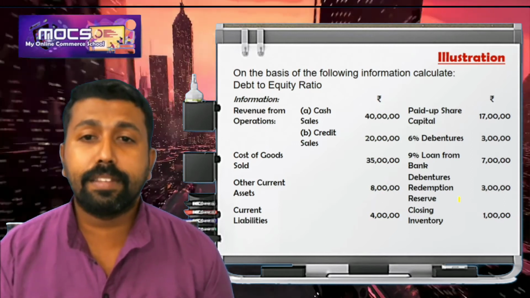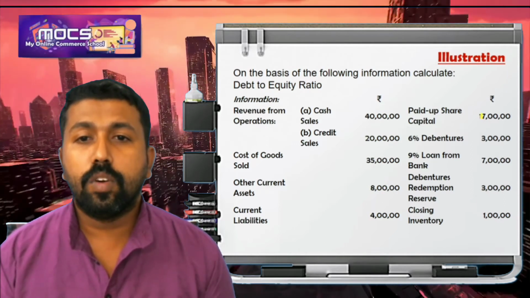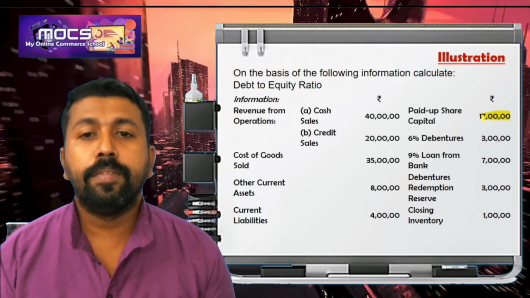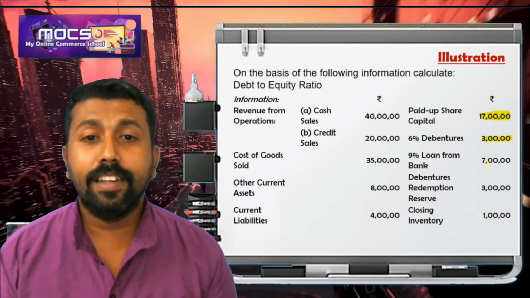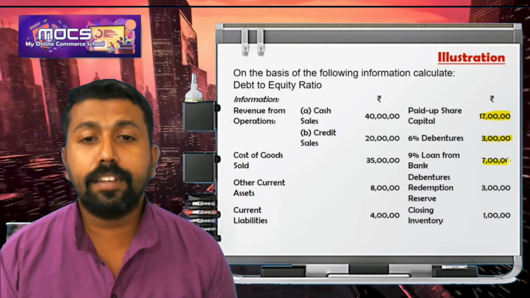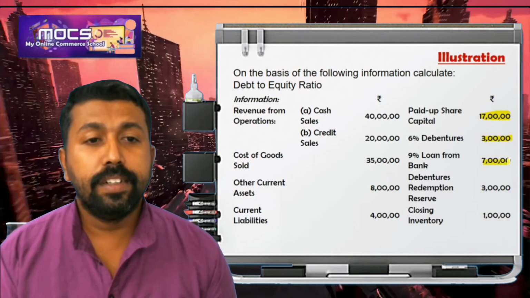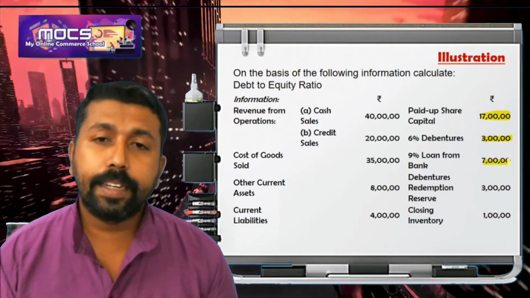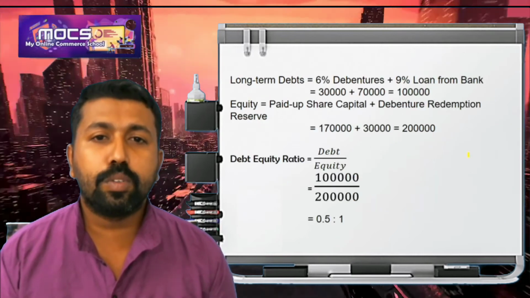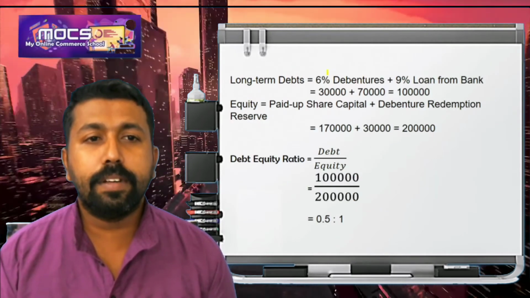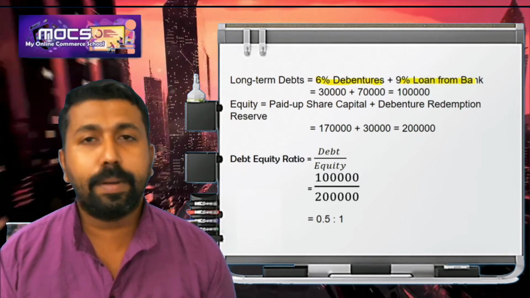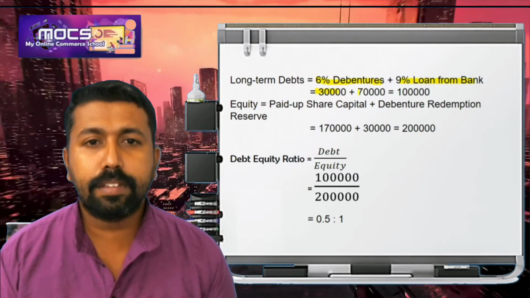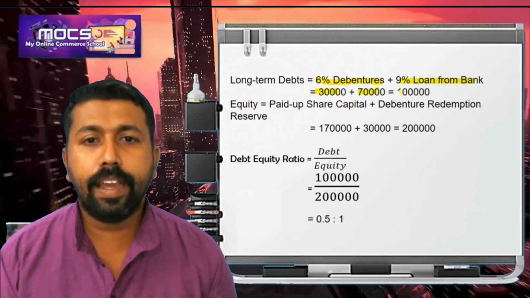Paid up share capital is there, 1,70,000, and debenture. When we find out the total of debenture and loan from bank, we will get the value of the debt. So it's very simple to solve this problem. Long-term debt is the total of debenture plus loan from bank. So 30,000 plus 70,000, we will get 1 lakh.